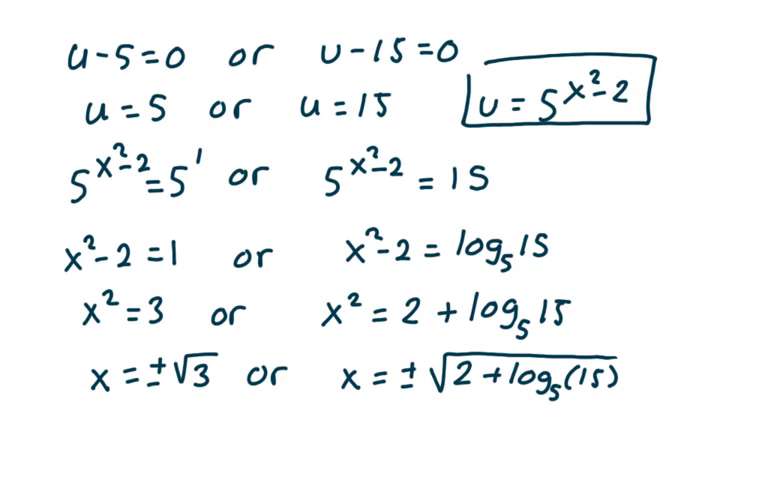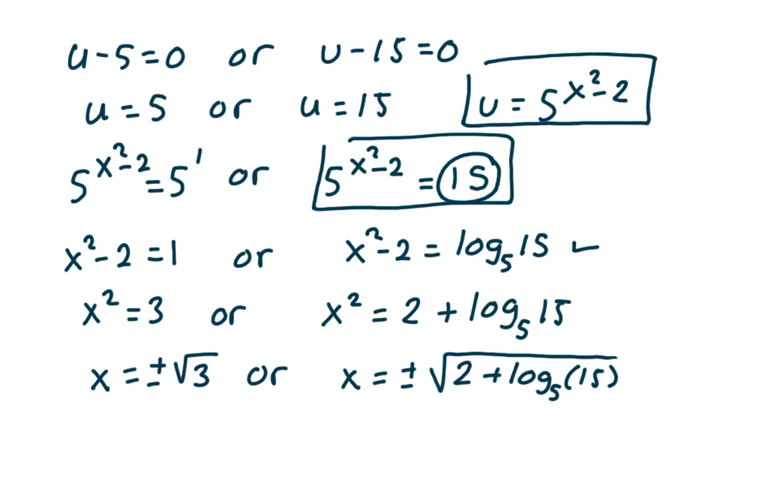So 5 to the x squared minus 2 is equal to 5 to the first, or 5 to the x squared minus 2 is equal to 15. Which says x squared minus 2 equals 1, or x squared minus 2 equals log base 5 of 15. So remember, I can't rewrite 15 with a base 5 nicely, which is why I'm using logarithmic notation to solve for x with this equation here.